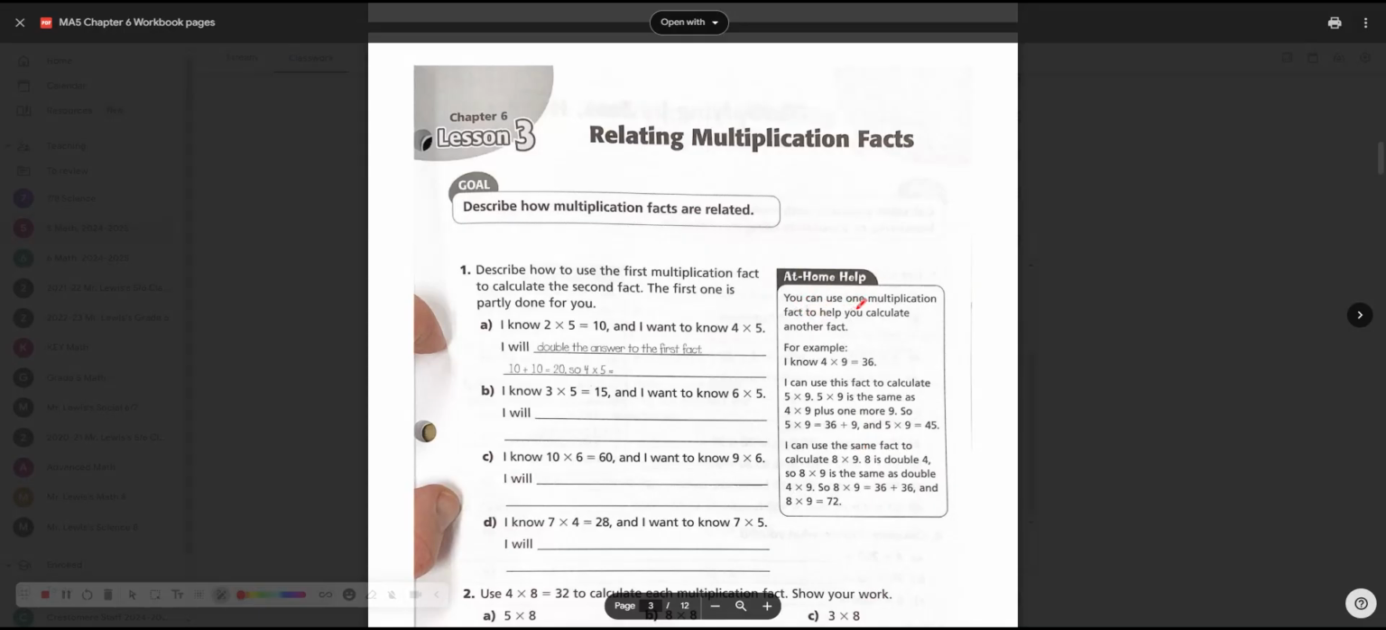So it says you can use one multiplication fact to help you calculate another fact. For example, let's just say I said, hey, 5 times 6. I know that 5 times 6 is 30. And the reason I know that is because I'm pretty good at my 5 facts. I can times by 5 pretty well. And that's true for most people. Most people really prefer their 5 facts. They can figure out a times by 5 pretty darn quickly, okay?